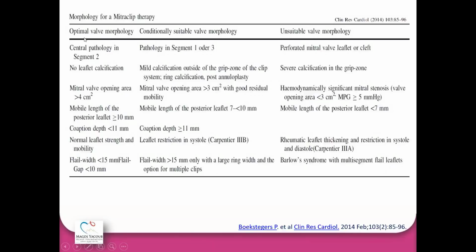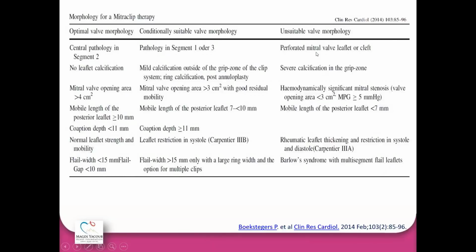The optimal valve morphology: a central pathology, scallops 2, A2 and B2, no leaflet calcification, mitral valve opening area more than 4 centimeters square to avoid creating stenosis, mobile length of the posterior leaflet of more than 10 millimeters, the coaptation depth, as we said, should be less than 11 millimeters, normal leaflet strength and mobility, the flail width shouldn't be 15 or more, and the gap shouldn't be more than 10 millimeters.